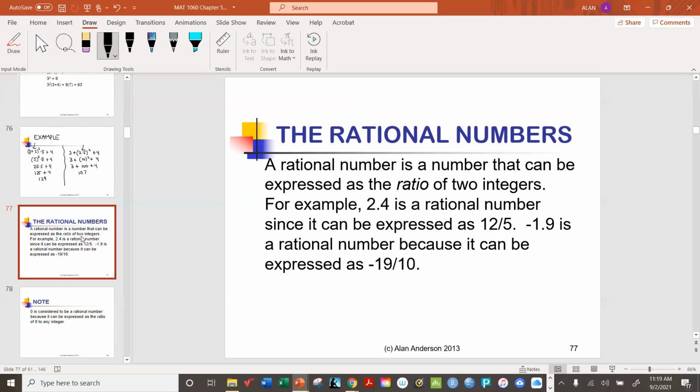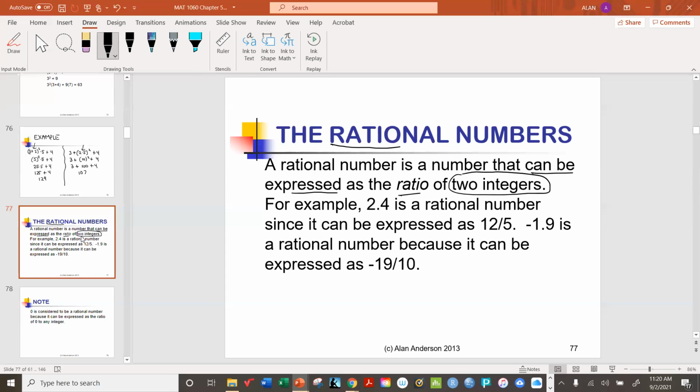Now here, the key is the ratio. It's like so many other cases with math: when you use this word in the real world, "rational" often means that you make sensible decisions, that you do things that make sense. You don't do ridiculous things. And so here it means something different. The key word here is ratio. So a rational number is any number that can be expressed as the ratio of two integers.